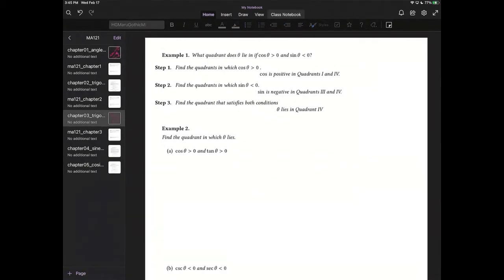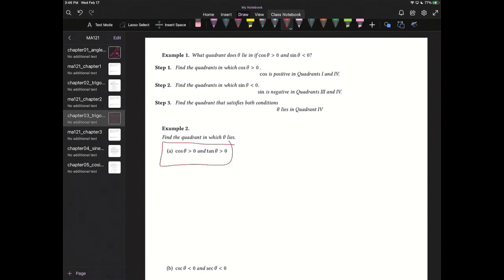For example, here, part A, given an angle in standard position, I want to know what quadrant the angle will fall into. All I know about this angle is that cosine is positive and tangent is positive, okay? So I have to analyze based on this given information. This doesn't tell me what the angle is, doesn't tell me what the quadrant is, but these two pieces of information together give me that this angle, whatever it is, is going to be in a certain quadrant, and that's what I want to find.